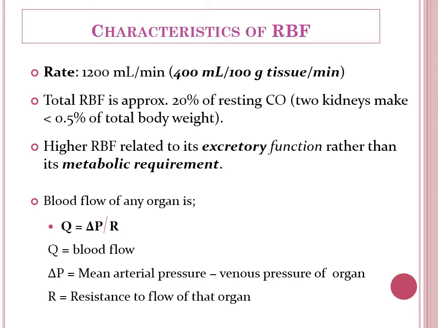That means in other tissues, the blood flow depends on their nutritional demand, their metabolic requirement. But in the kidney, the large amount of blood flow is not to meet the demand of the kidney, but is related to the excretory function, because the main function of the kidney is to filter the plasma and to remove the metabolic waste products. So the high renal blood flow is related to its excretory function rather than its metabolic requirement.